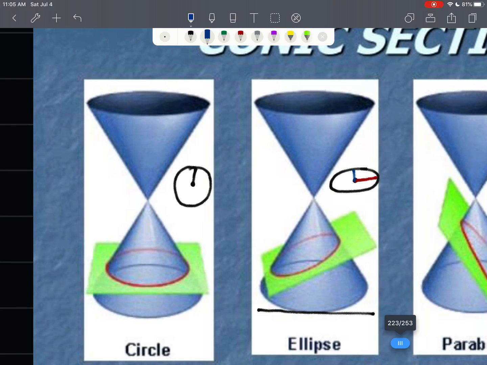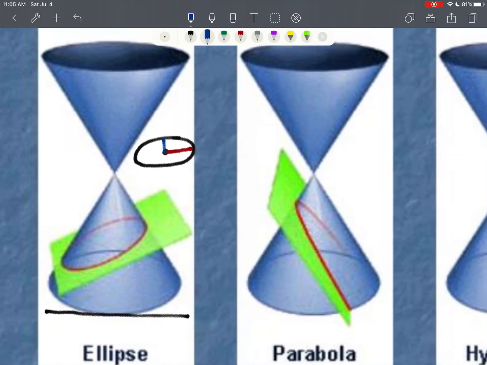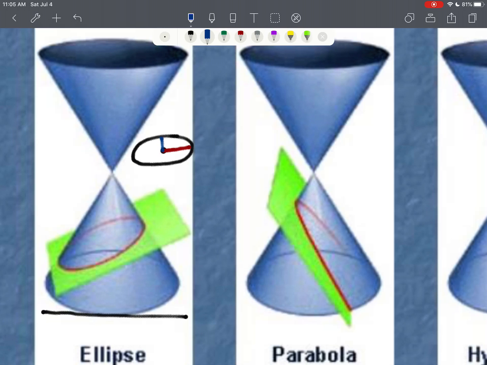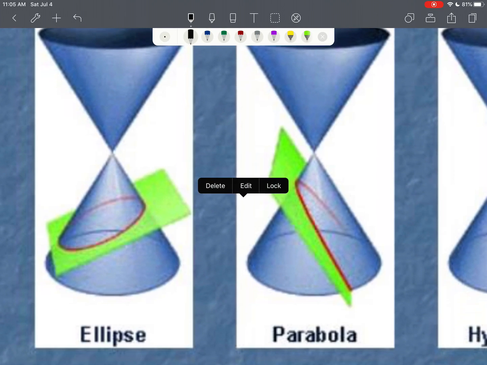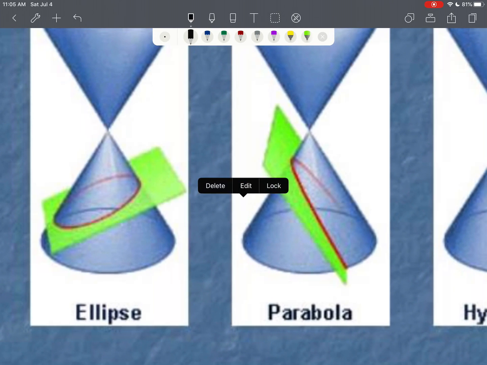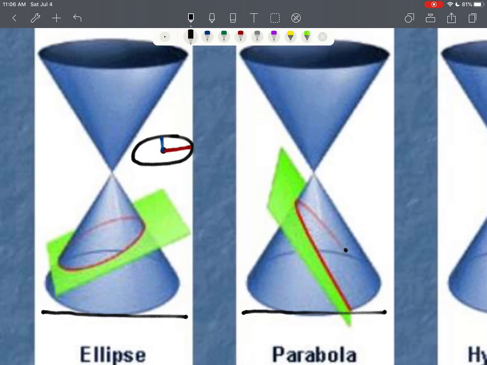Now, you can also take these cones and you can take that plane so that it's not parallel to the base, but it won't create an entire ellipse. It creates a portion of an ellipse, and that portion of an ellipse is called a parabola. So this parabola looks like it might be opening down.